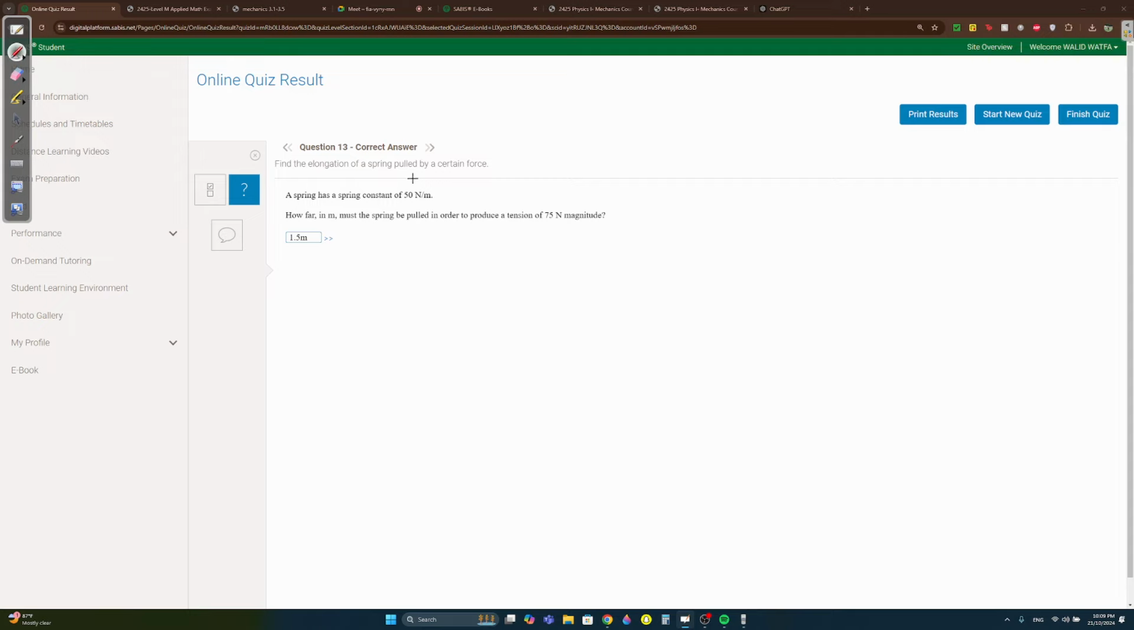Question 13. A spring has a constant of 50, so k is 50. How far in meters must the spring be pulled in order to produce a force of 75? Okay. F is equal to kx. Force is 75. It's minus kx, but let's just say it normally. They're saying distance, so we just keep it positive. So k is 50. So you do 75 divided by 50 to find x. You get 1.5 meters. So you just keep it as 1.5.